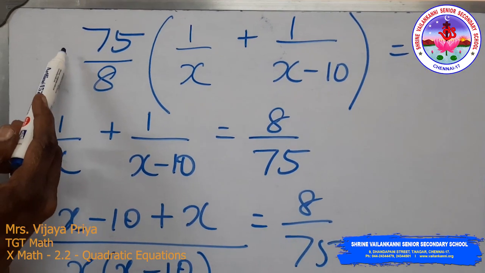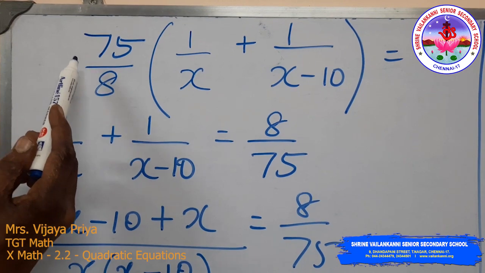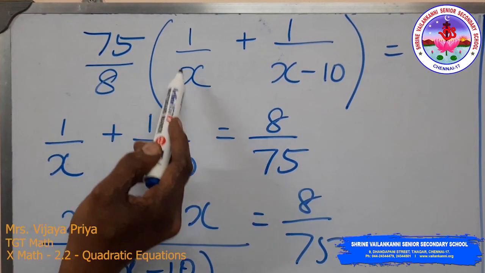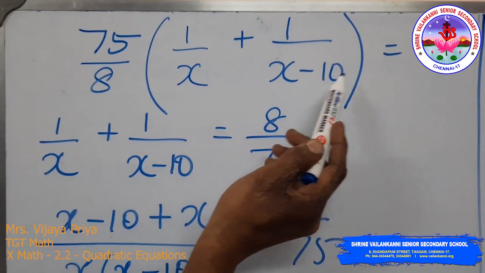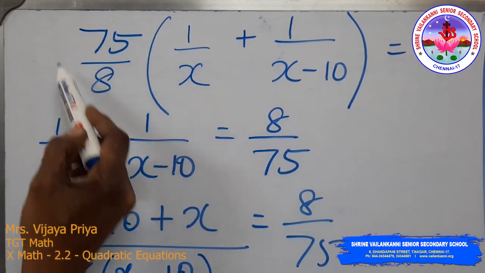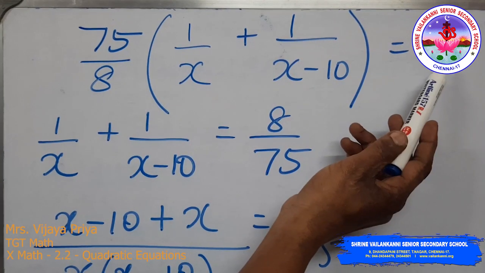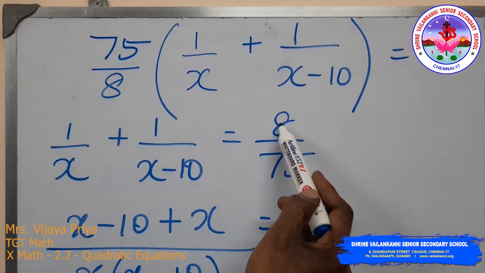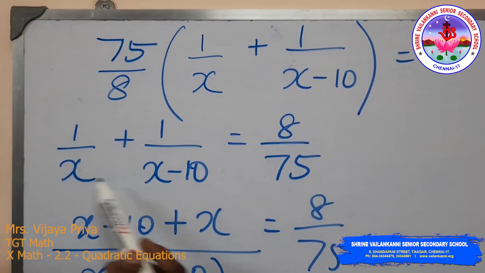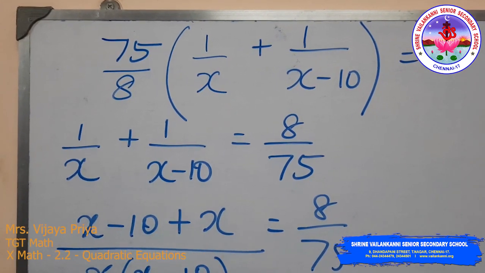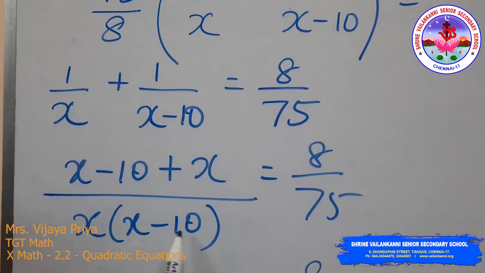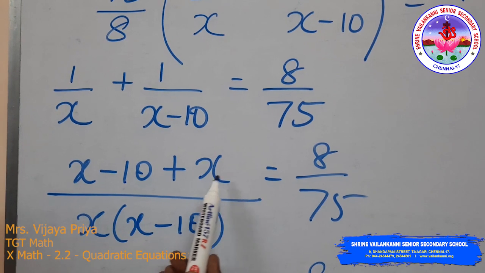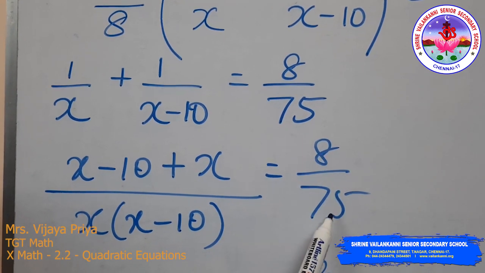So if I simplify 9 3 by 8 mixed fraction, I will get improper fraction as 75 by 8 into 1 by x plus 1 by x minus 10 is equal to 1. So if I bring my 75 by 8 to my right hand side, it comes under division, so it goes reciprocal, 8 by 75. So if I simplify, I am taking LCM here, I will get x into x minus 10, where the numerator is x minus 10 plus x, which is equal to 8 by 75.